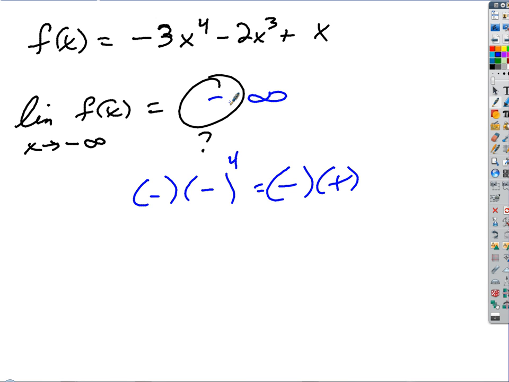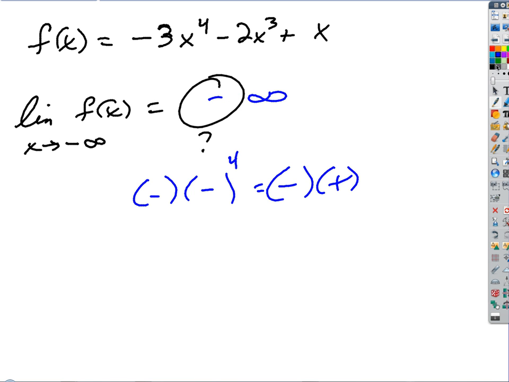So 3 doesn't have anything to do with it? Well, you mean this 3 right here? Yeah. No, all that matters is that it's a negative 3. The sign does matter, but the value doesn't matter, right? 3 times infinity is just infinity, okay?